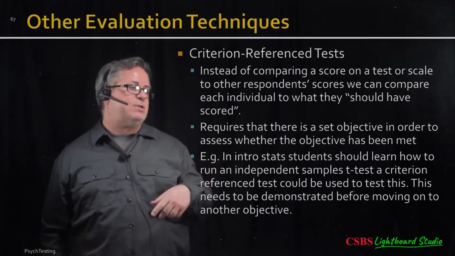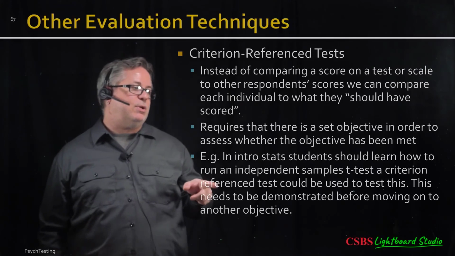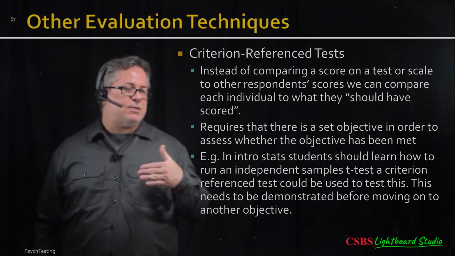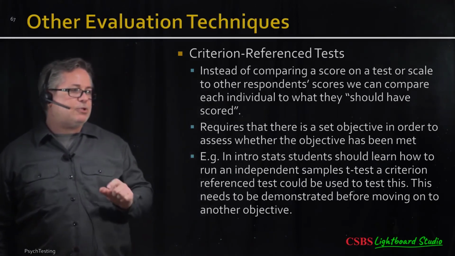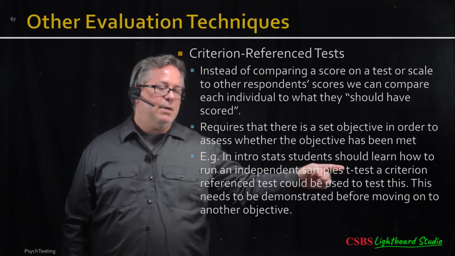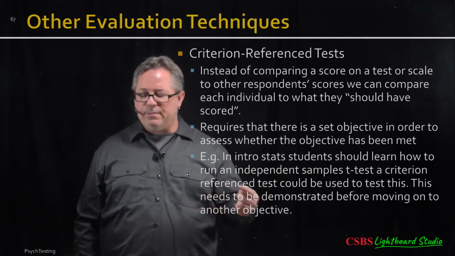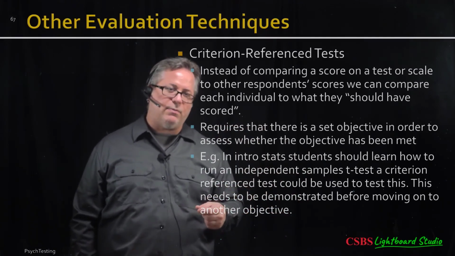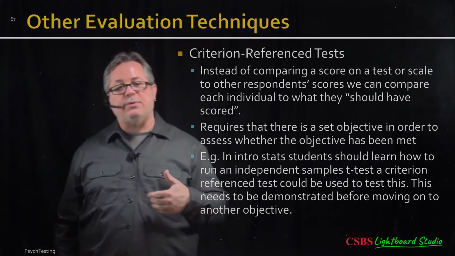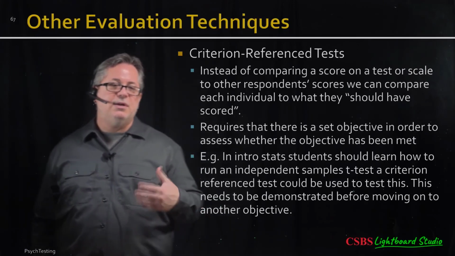So in intro stats, students should learn how to run an independent sample t-test. A criterion reference test could be used to test this. This needs to be demonstrated before moving on to another objective. So that's the key right there: you need to demonstrate your knowledge of how to do a t-test before you move on to another topic. So this relates more to the idea of mastery learning. If you try to do a t-test and you get it wrong, well, then you do it again. And you do it again until you get it correct.